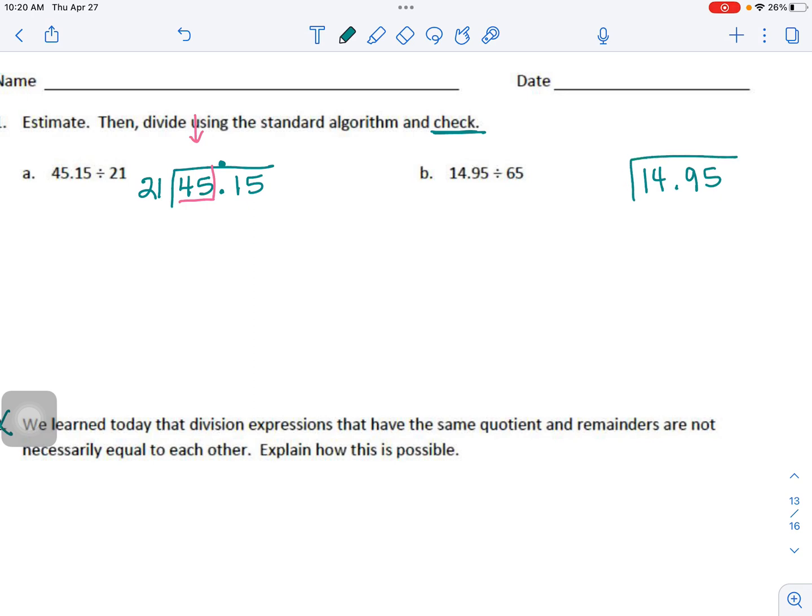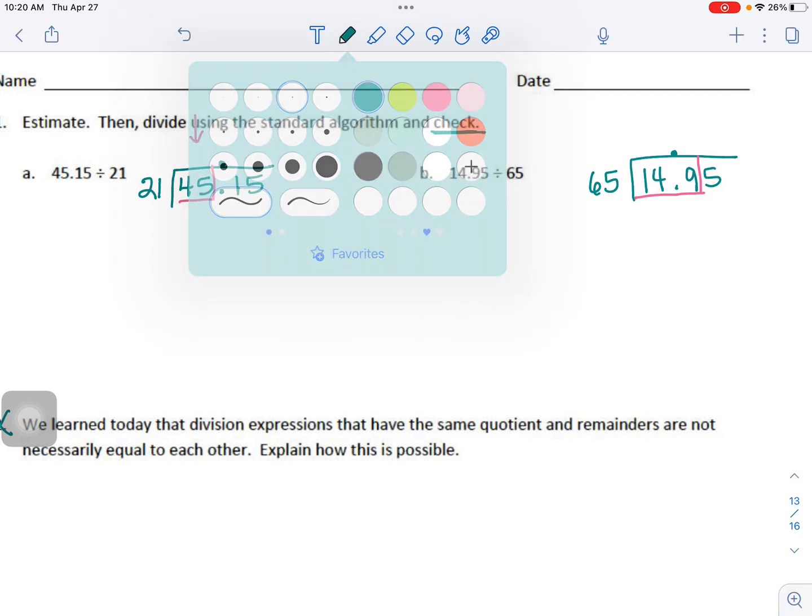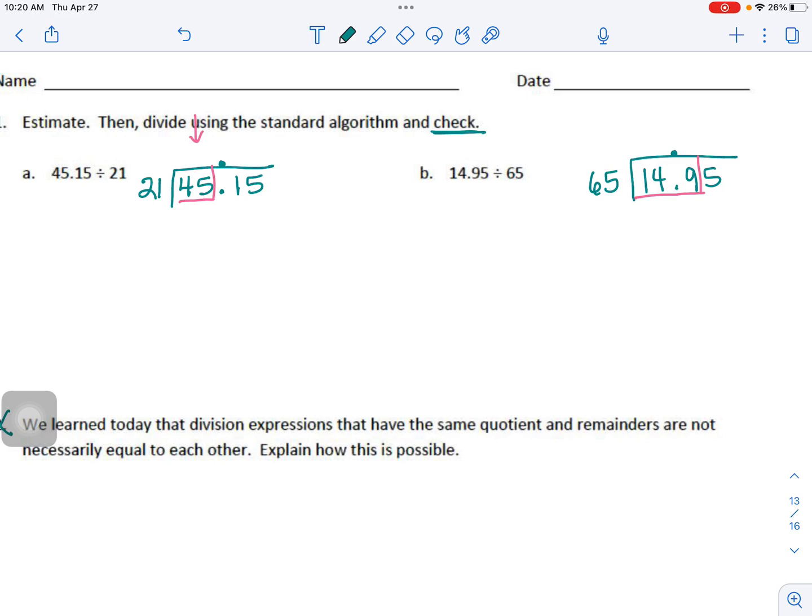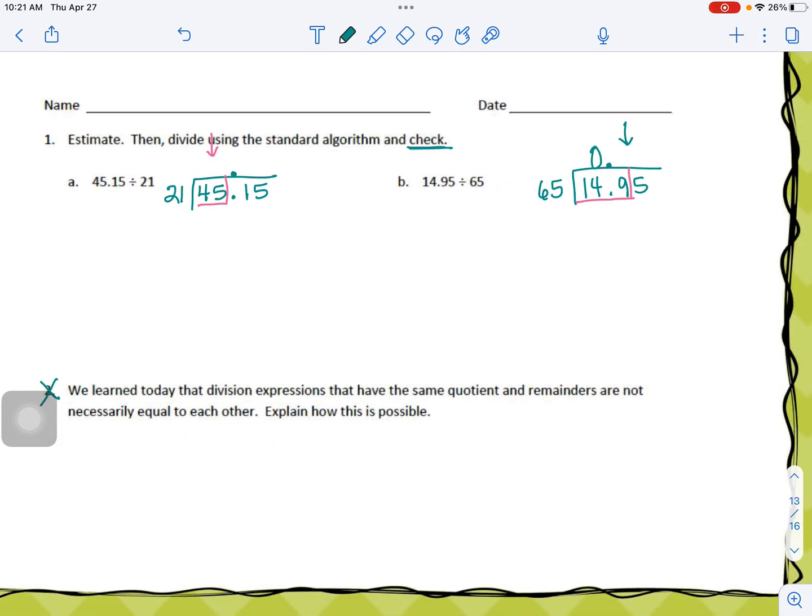The next one, 14.95 divided by 65. Okay. 65 won't go into 14. So I have to go across to 149. And that means the first digit I write is going above the 9. And there will be a 0 in front of the decimal. Okay. Good job.